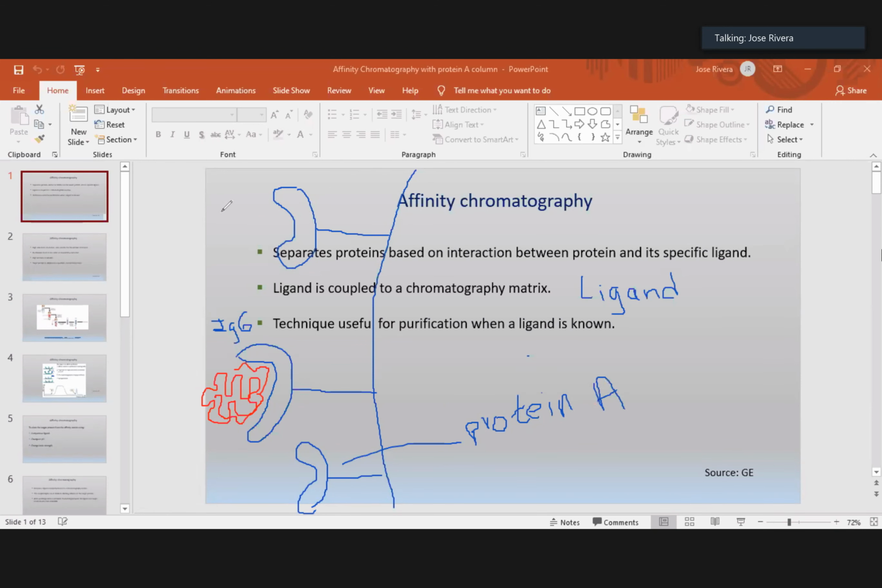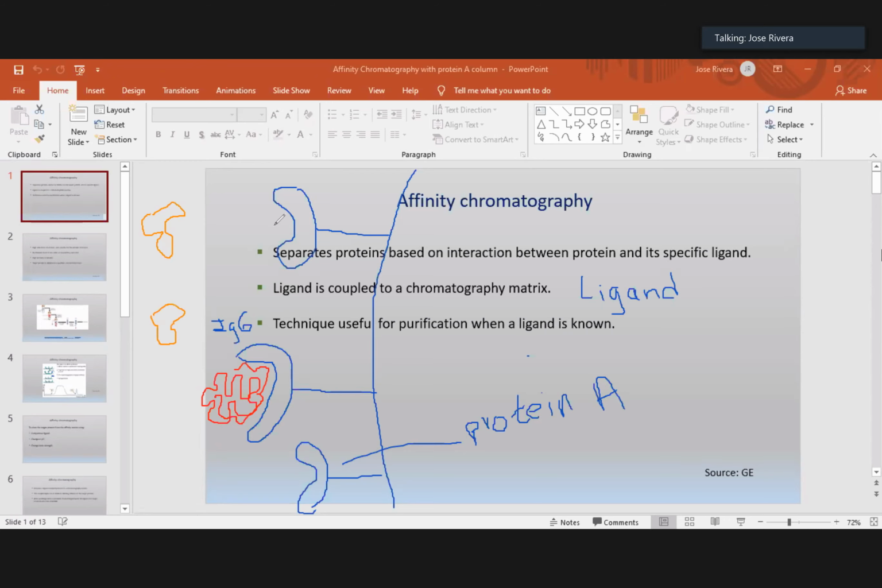Okay, so what happens is when you put these beads in a column, the column is made out of plastic, or it could be made out of glass. When you put all the serum through these beads, you're going to have different proteins, right? Let's say you have albumin floating around here. The albumin is not going to bind here because it's not the right ligand. It doesn't bind to it.